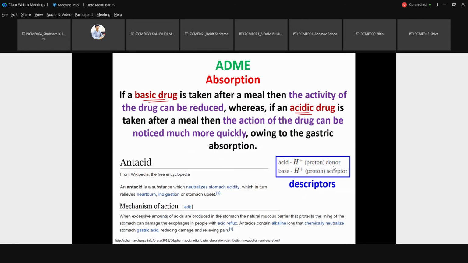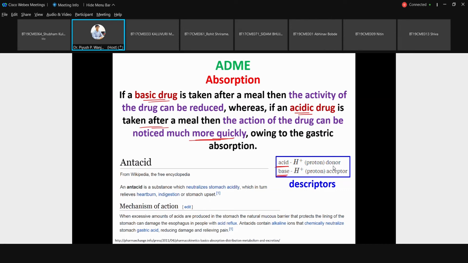So if it is taken after the meal, they say the action of the drug can be noticed much more quickly. So in those cases, the doctor can prescribe it after the meal. So many times you can consider what kind of properties the pharmaceutical drug molecule has, whether acidic properties or basic properties, like whether it has H plus donor groups or H plus acceptor groups. So this is also important.